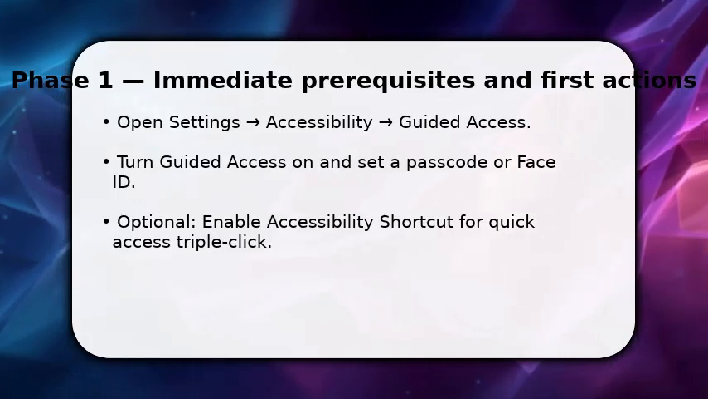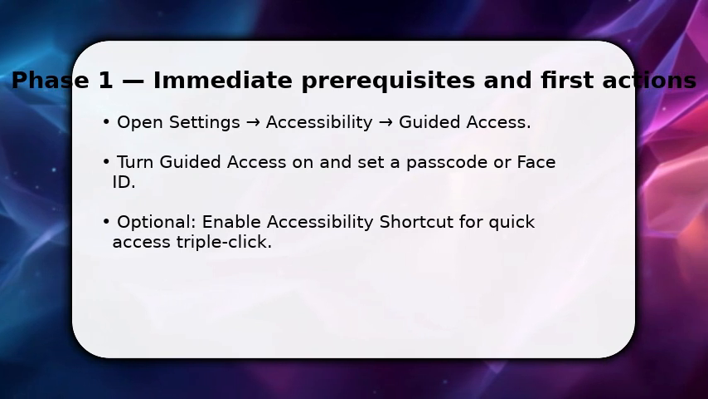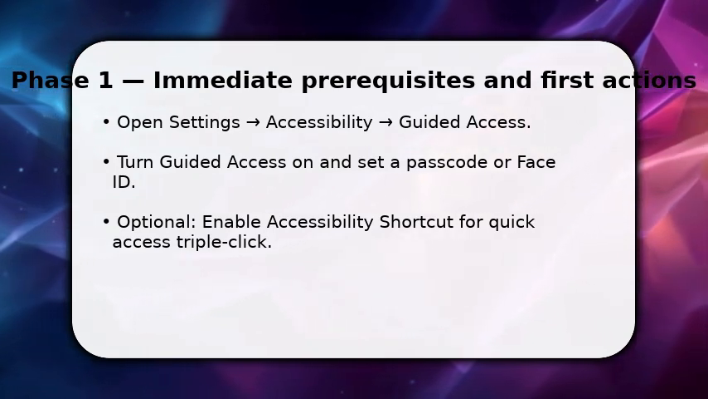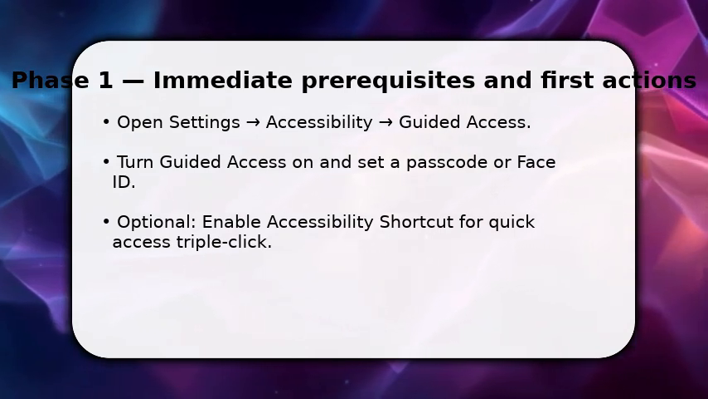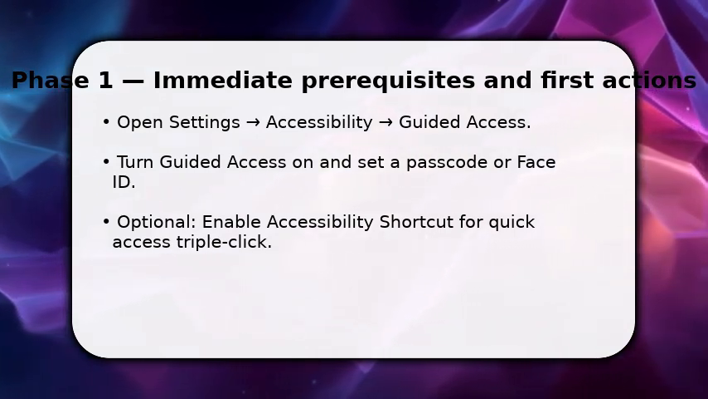You're starting inside Settings. Open Accessibility and tap Guided Access to enable it now. Set a passcode. This prevents accidental exits. Then enable Face ID if you prefer faster unlocking.